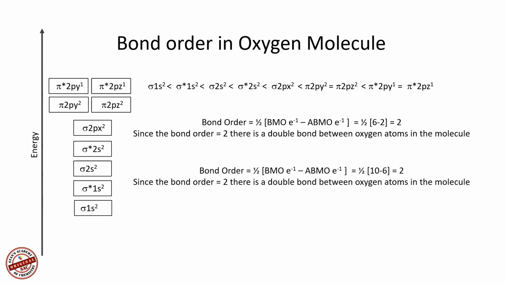Now, on the other hand, if you decide to count all the electrons, you will still get the same answer. The number of electrons in the bonding molecular orbital here is 10, and the number of electrons in the antibonding molecular orbital is 6. So 10 minus 6 is 4. 4 divided by 2 is again 2. So you will get the same answer. The choice is yours. You can use one or the other method to determine the bond order of the oxygen molecule.